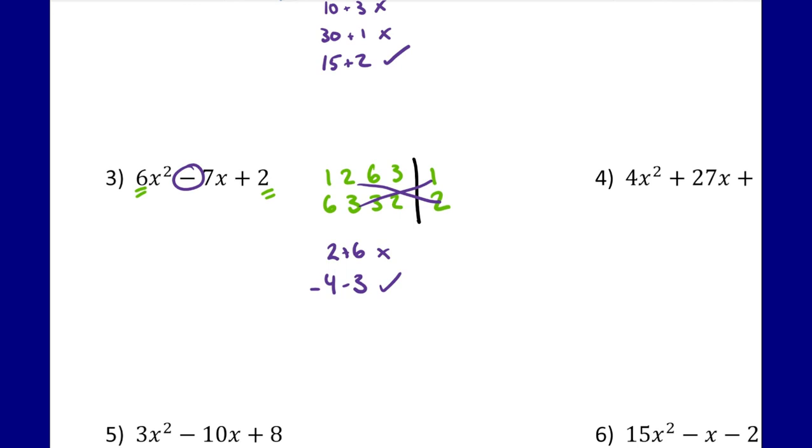So now that we found the two numbers, that's the 2 and the 1, that's the 3 and the 2, I'm going to create my two brackets.